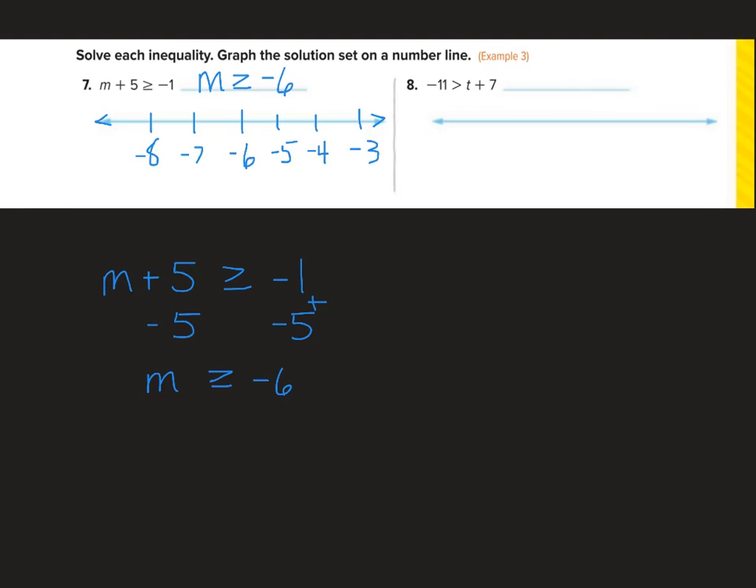Then I have to put a circle at negative 6 and shade it in because it's greater than or equal to. So when I have an equal to, then I need to fill in the circle. And since m is greater than or equal to negative 6, then I have to shade in anything greater than negative 6.